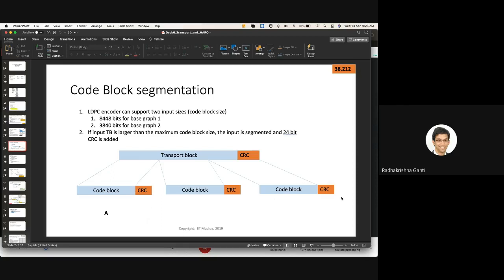Is this fine? Yes. Why do you add CRC to the code blocks? I mean, finally the UV can just put together all the code blocks and find a CRC, and if the CRC fails for the transport block, it has failed. Why do they add CRC to the code blocks?